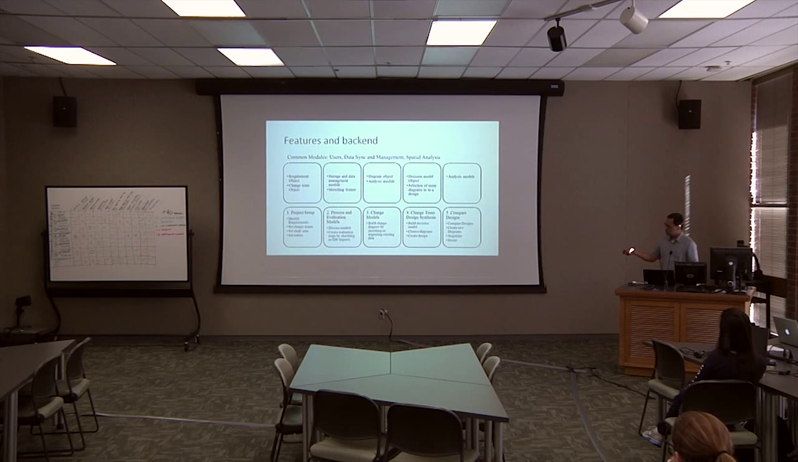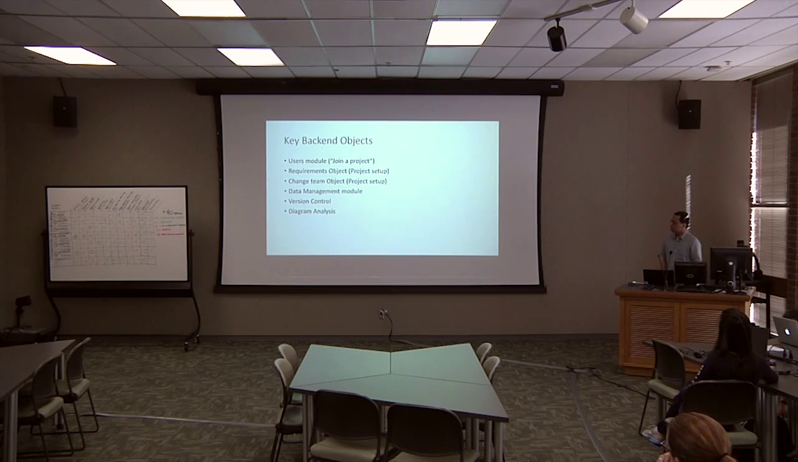So in the initial setup, you identify requirements and set up the change teams. So that means that in the database, you need to have a requirements object and a change team object. When the models are being created, you need a storage and data management module. And in addition, for the sketching that you saw, you need a sketching module. In addition, you need an analysis and a diagrams module that organizes all of this. So here you have some of the underpinnings of the back end of what enables some of this workflow.